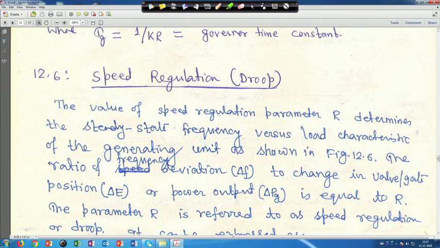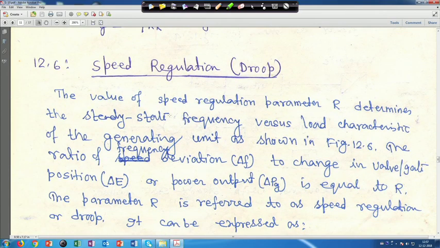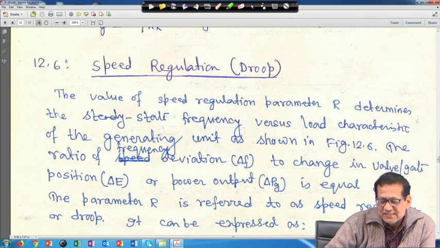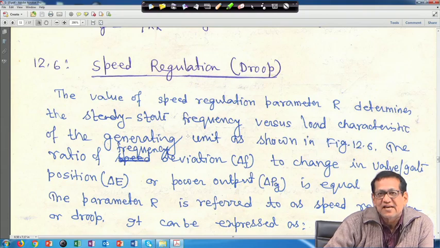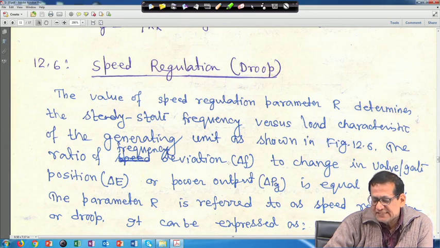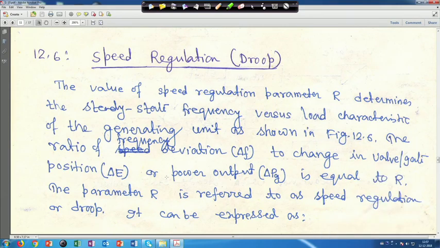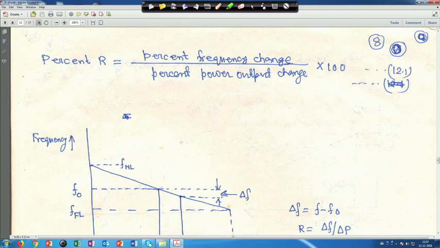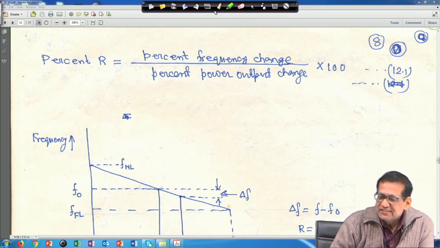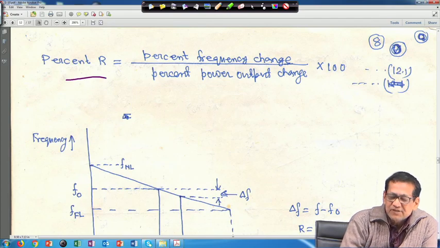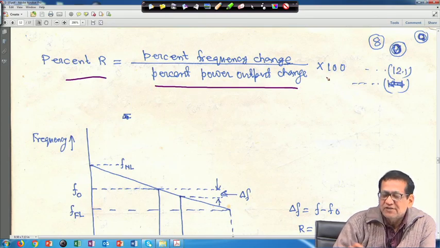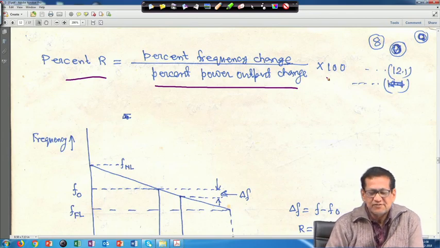The value of the speed regulation parameter R determines the steady state frequency versus load characteristic of the generating unit, as shown in figure 6. I will come to that figure. The ratio of the frequency deviation, delta f, to the change in valve or gate position delta E, or power output delta P_G, is equal to R. The parameter R is referred to as the speed regulation or droop parameter. It can be expressed as percent R, which is equal to the percent frequency change divided by the percent power output, into 100 percent. This is equation 1.